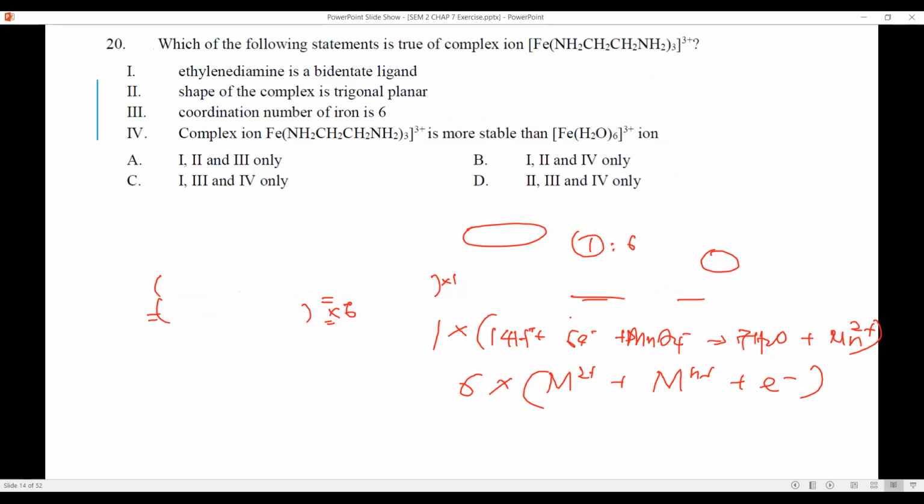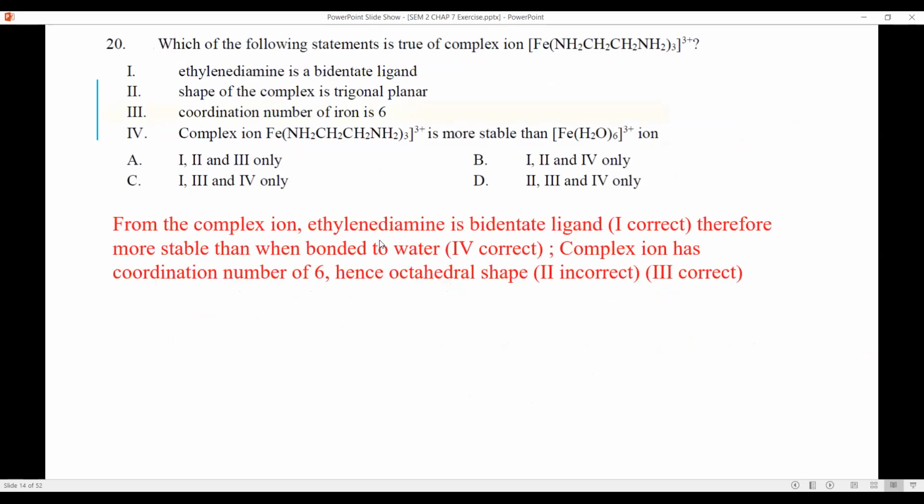Okay, and last but not least, which of the following statements is true about Fe(NH2CH2CH2NH2)3 2+? Number 1, ethylenediamine is a bidentate, which is correct. Okay, and then shape is trigonal planar. No, shape is octahedral. Coordination number of iron is 6, which is also correct. And then finally, the complex ion of Fe(en) is more stable than Fe(H2O)6. So the best answer in here is 1, 3, and 4 correct. So the answer in here is C.